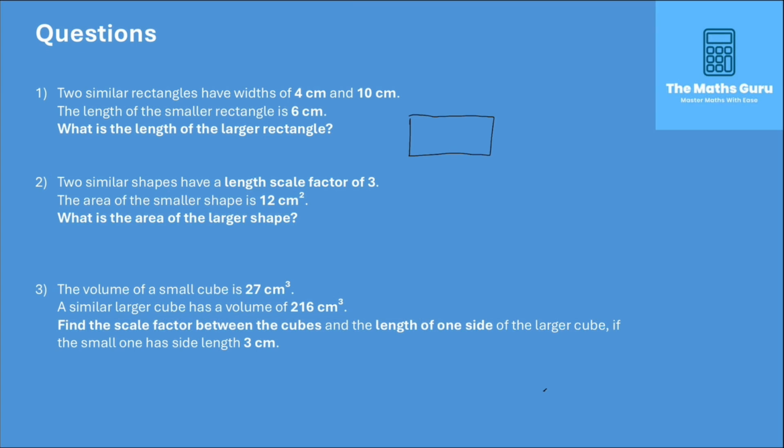Okay, two similar rectangles have widths, let me draw my similar rectangles. So they have widths of 10 centimeters and 4 centimeters. The length of the smaller rectangle, so this one, we'll call this our A and this is our B. What is the length of the larger rectangle?